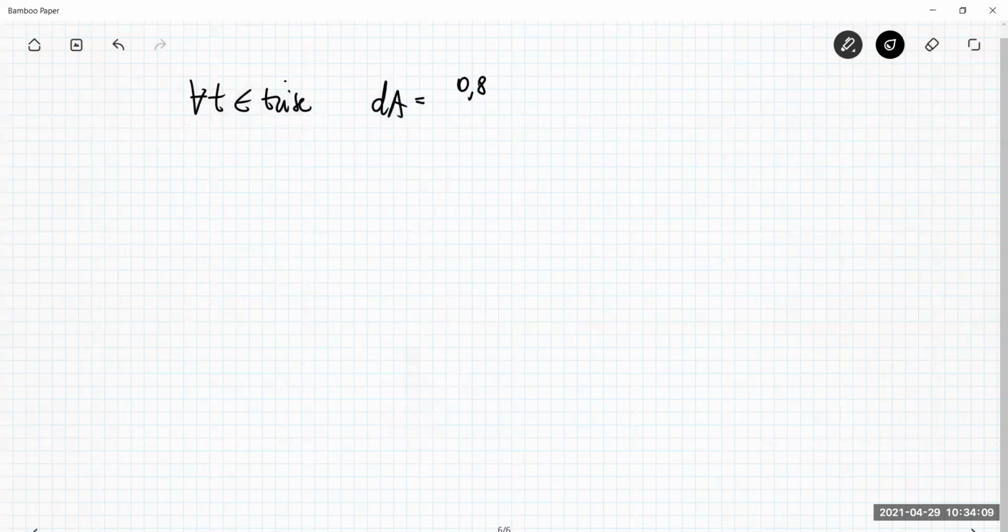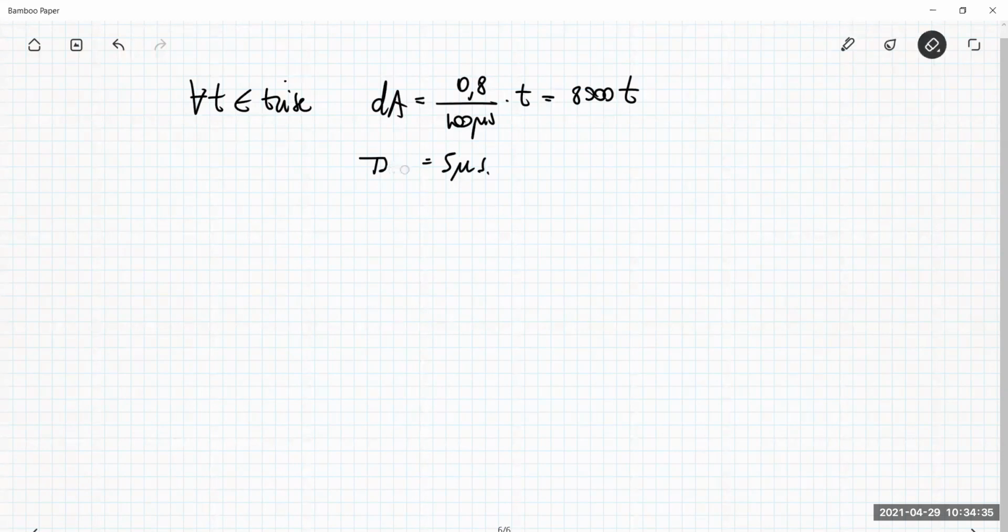Zero point eight divided by 100 microseconds, multiplied by T. So this is 8,000 T. We know that we have a switching period that is 5 microseconds. Okay, this is the switching period, TS.